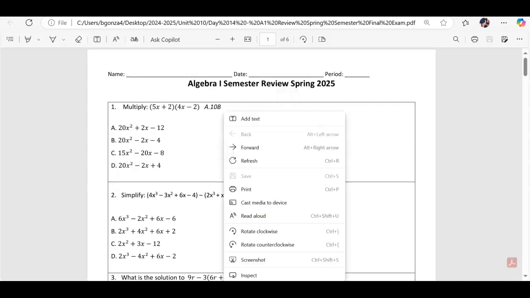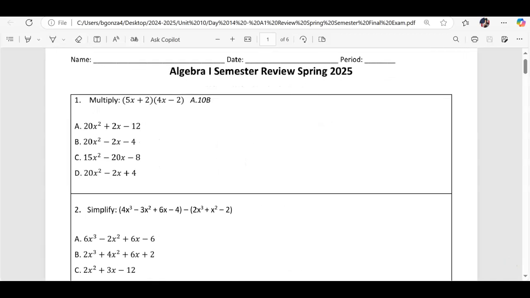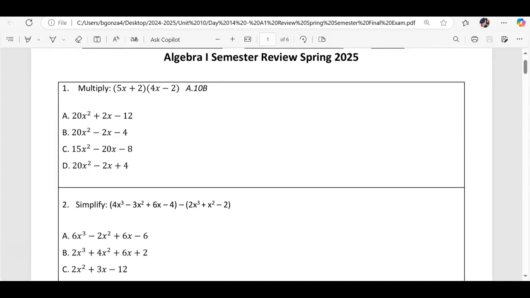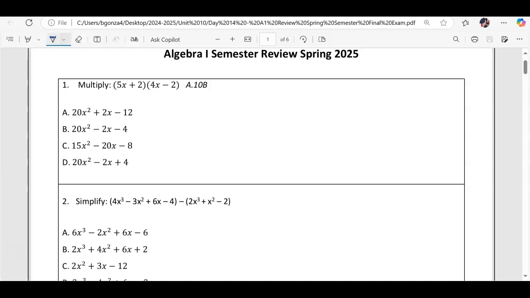Right, Algebra 1 semester review, spring 2025. Here we go. Multiplying two binomials. There's two terms here, two terms here. So we do the first term times the first term, and the first term times the second term.